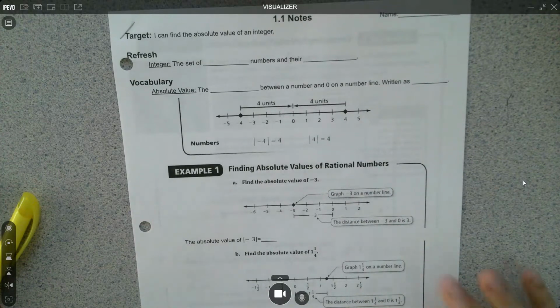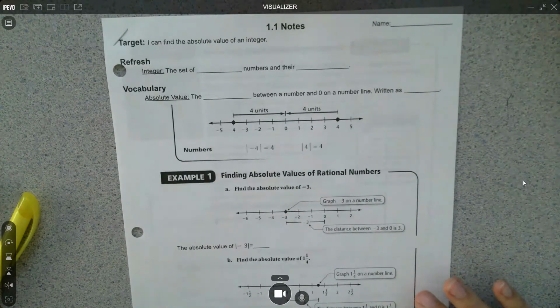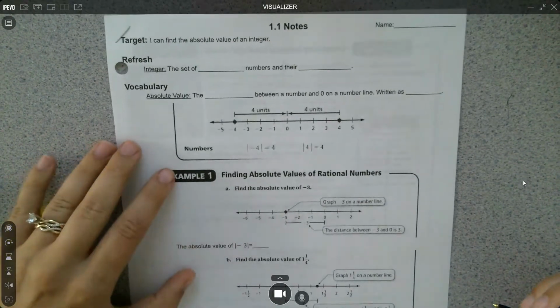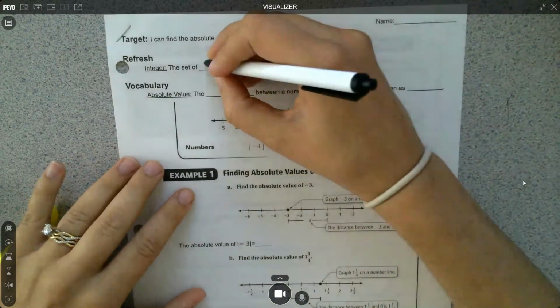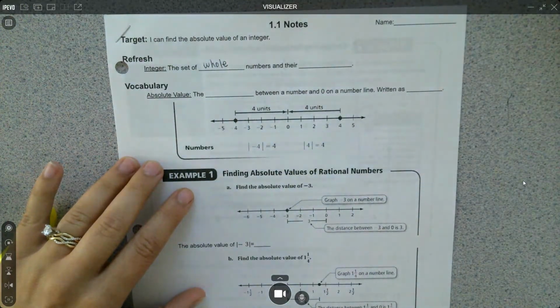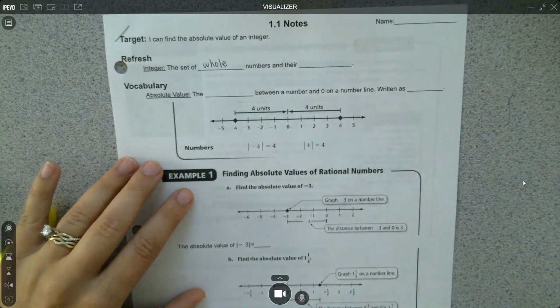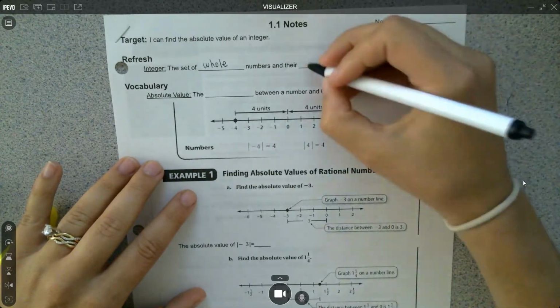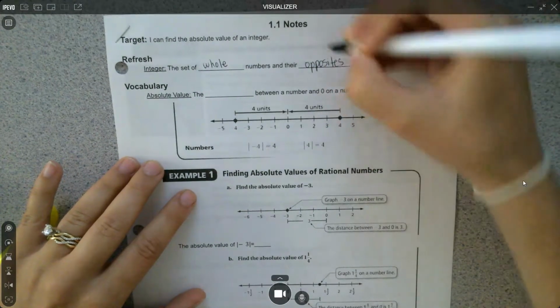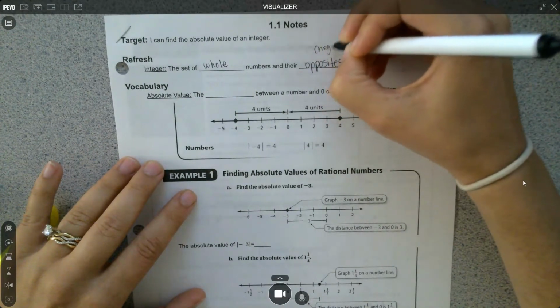Hi, so today we're going to talk about our 1.1 notes, which are about absolute value. Just a refresher from last year and from our word wall is that we know the words integer and absolute value. So an integer is going to be a set of whole numbers. So remember, those are going to be counting numbers 1, 2, 3, 4, 5, 100, 27, all of those, and their opposites. And really, opposites mean negative.